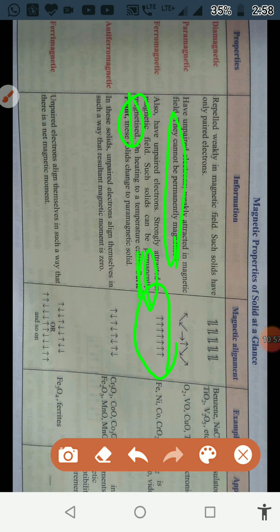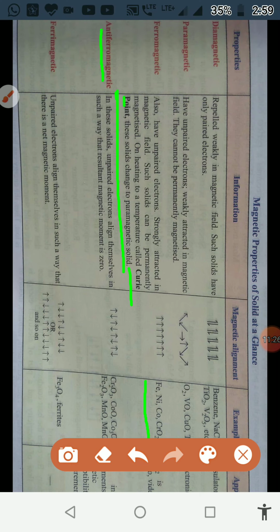Next, these ferromagnetic substances can be converted into paramagnetic substances above a certain temperature. Such temperatures are called Curie points. The examples for ferromagnetic substances are iron, nickel, cobalt, chromium dioxide. These are all examples for ferromagnetic substances.